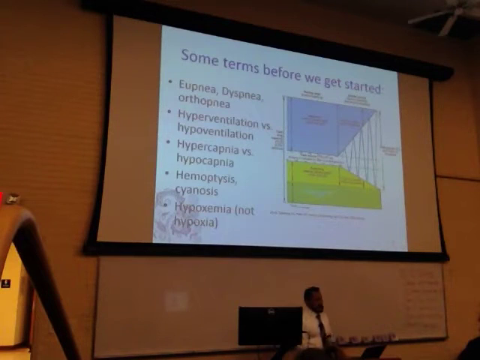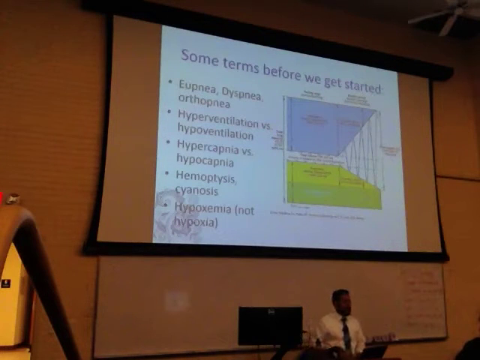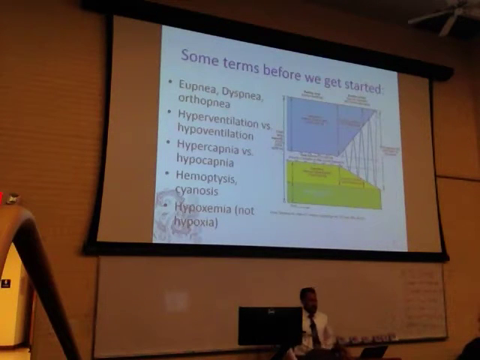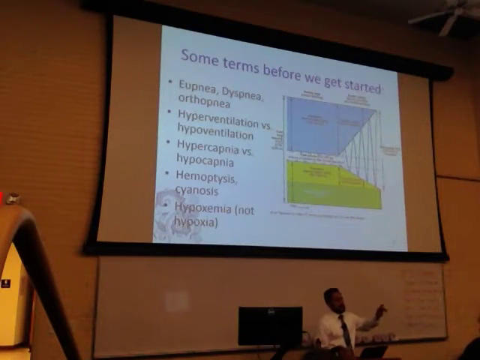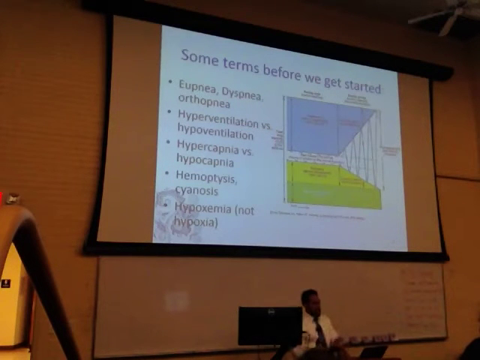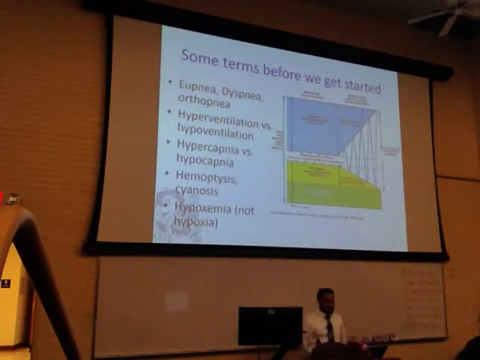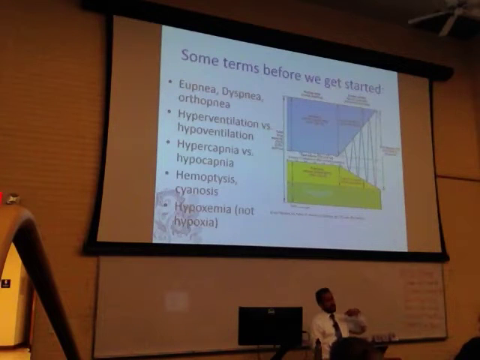Hypoxemia is a decreased oxygenation of arterial blood. And hypoxia is a decreased oxygenation of the tissues or the cells. So hypoxemia is referring to the oxygen content in the blood being low. Hypoxia is referring to oxygenation at the level of the tissue or the cell being low.